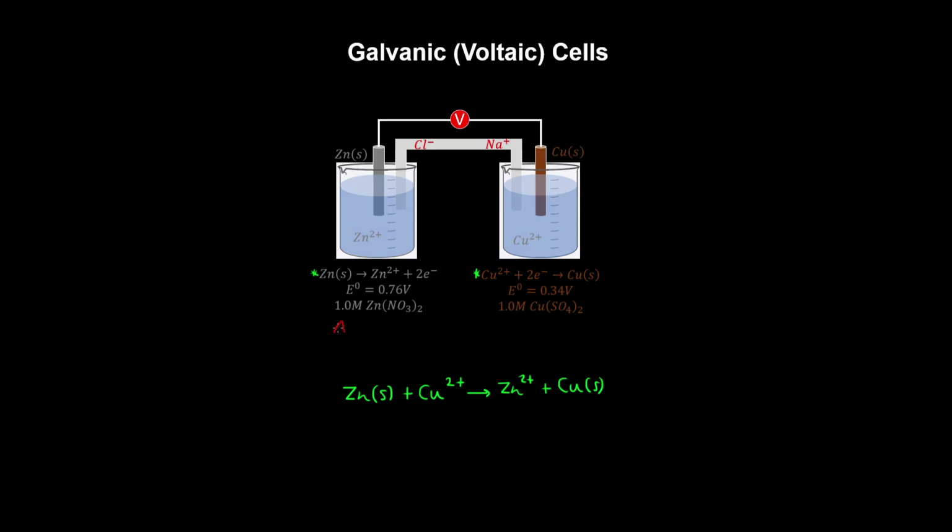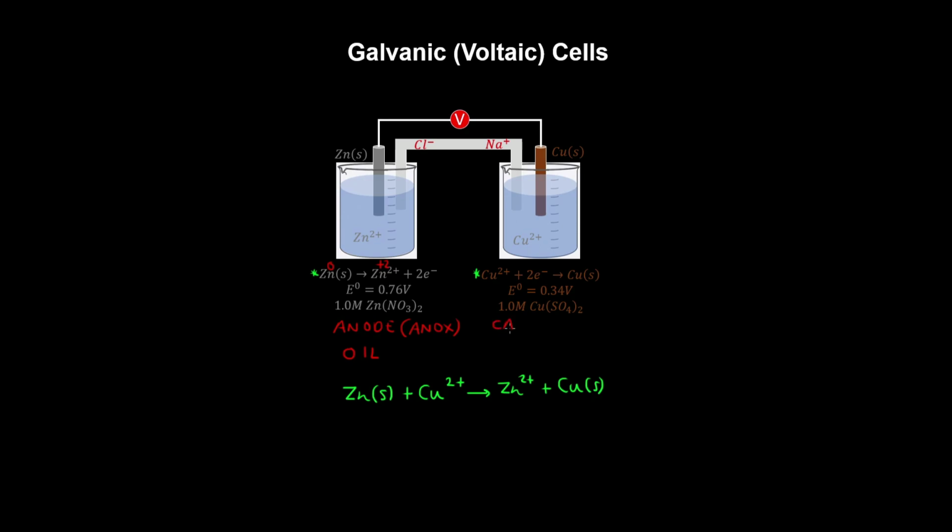So at the anode, oxidation occurs. So we use the following mnemonic, An-ox, where zinc is oxidized. And oxidation means a loss of electrons using our OIL RIG mnemonic.